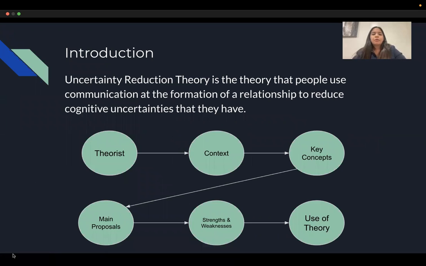In breaking news in the world of communication theories, a new theory has been developed regarding how people communicate to form their relationships. It is called the uncertainty reduction theory, and it explains how people work to reduce cognitive uncertainties that they have. This broadcast will break the news by uncovering the theorists behind it, going over the context in which the theory was developed, introducing the key concepts of the theory, evaluating the main proposals of the theory, covering the strengths and weaknesses, and finally covering the use.